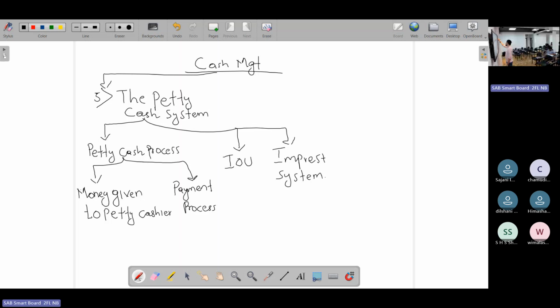Don't write business risk. Write risk in cash management.